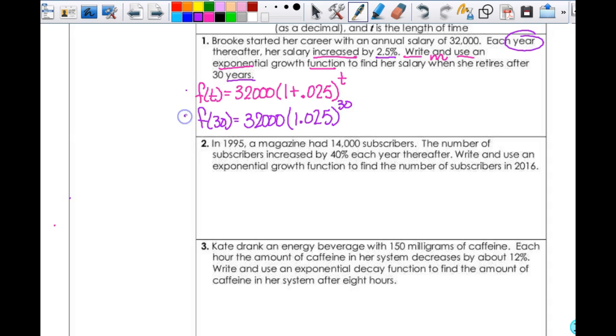Both of those equations have to be written down for you to get credit. Then you can type that into your calculator. So go ahead and type that into your calculator.